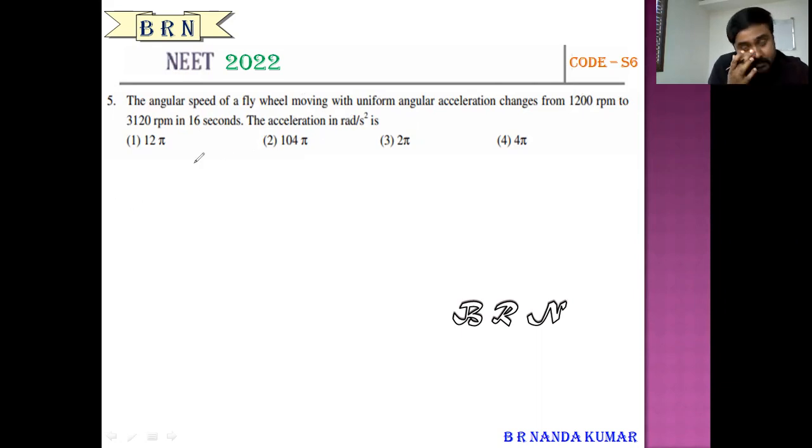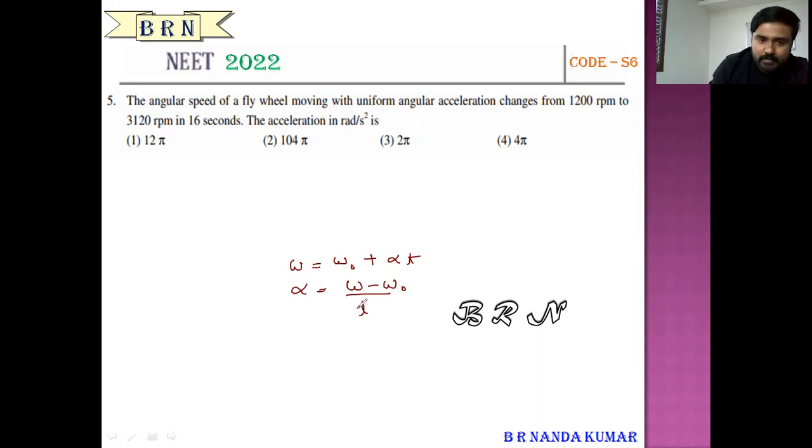Actually this is a very simple problem. Using the first rotational kinematic equation, omega is equal to omega naught plus alpha t, the problem can be simplified easily. So alpha is equal to omega minus omega naught divided by t. Omega is 2 pi f and omega naught is 2 pi f naught, so 2 pi is taken common in f minus f naught divided by t. We have to arrange the formula.